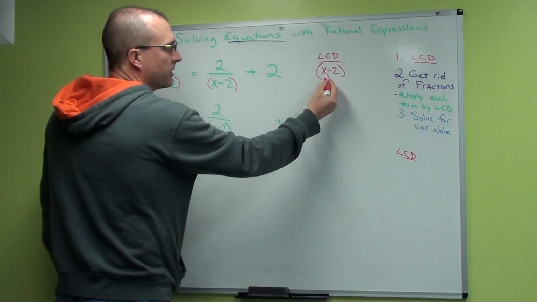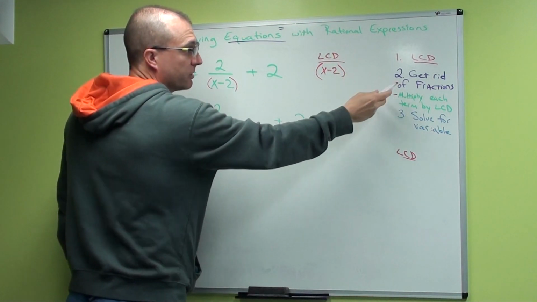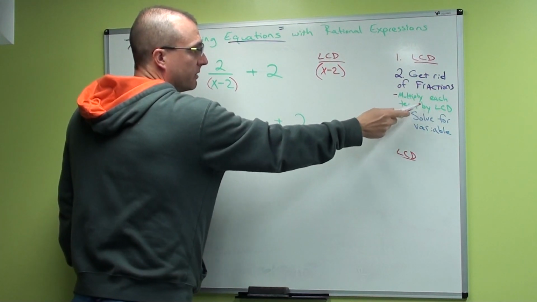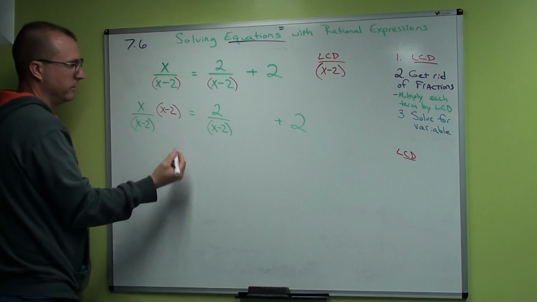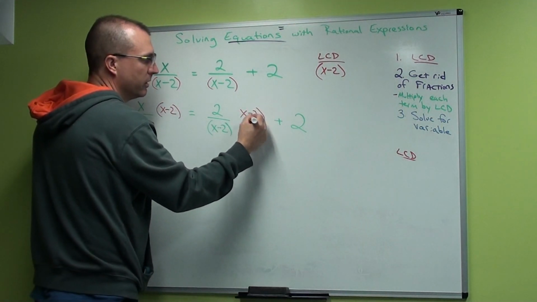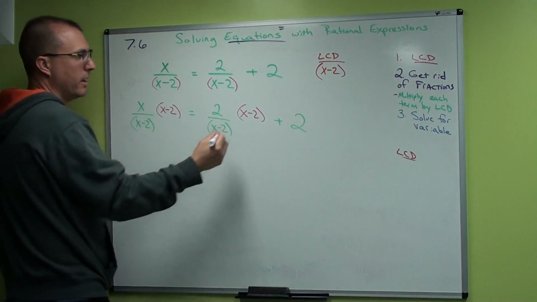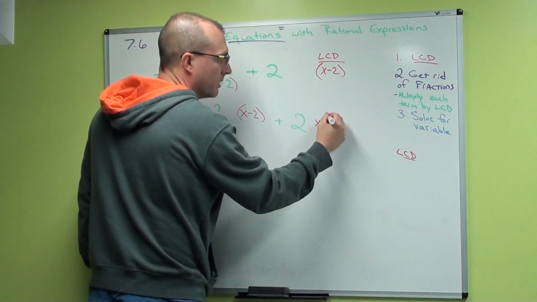Least common denominator is x minus 2. We follow the same rules. Get rid of the fractions, multiply by the least common denominator. So we're just going to put x minus 2 here, x minus 2 here, and x minus 2 here.